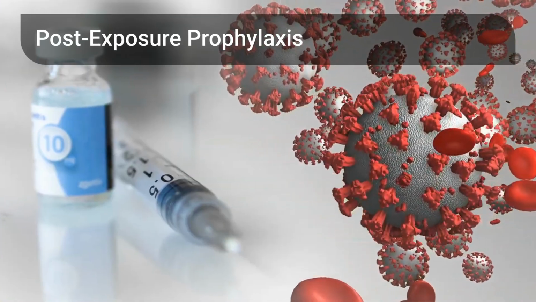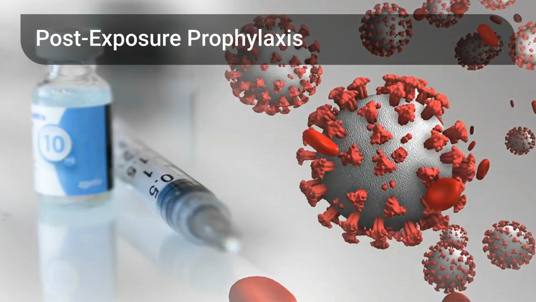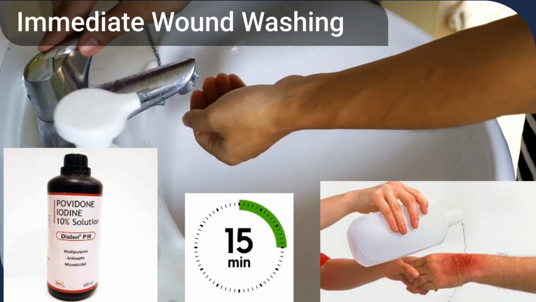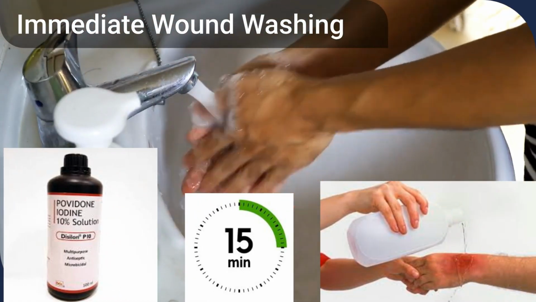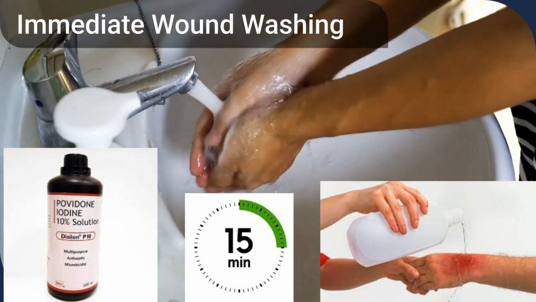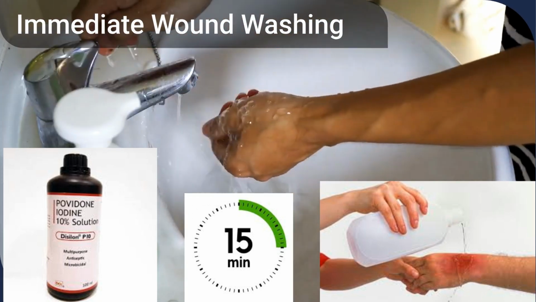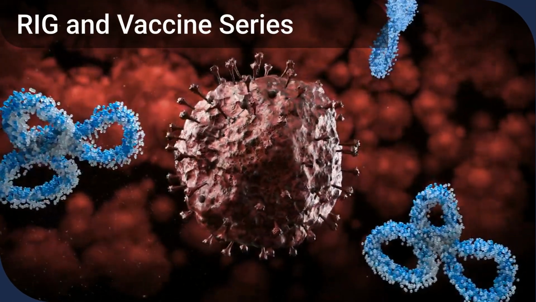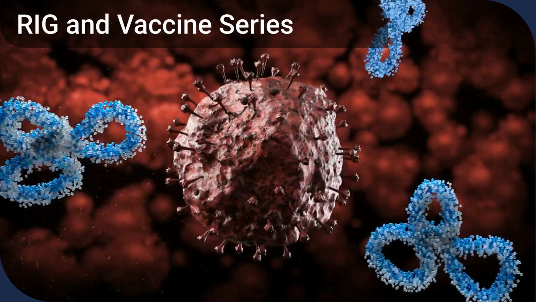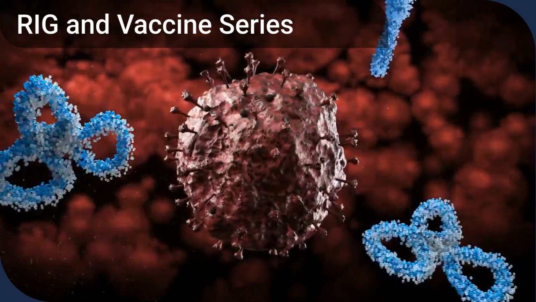Post-exposure prophylaxis, or PEP, is the life-saving protocol that, when administered promptly, is highly effective. The very first step is immediate and thorough wound washing with soap and water for at least 15 minutes, followed by virucidal agents like iodine or alcohol. PEP includes administering rabies immunoglobulin, or RIG, around the wound for passive immunity, and a series of vaccine doses to stimulate active immunity.